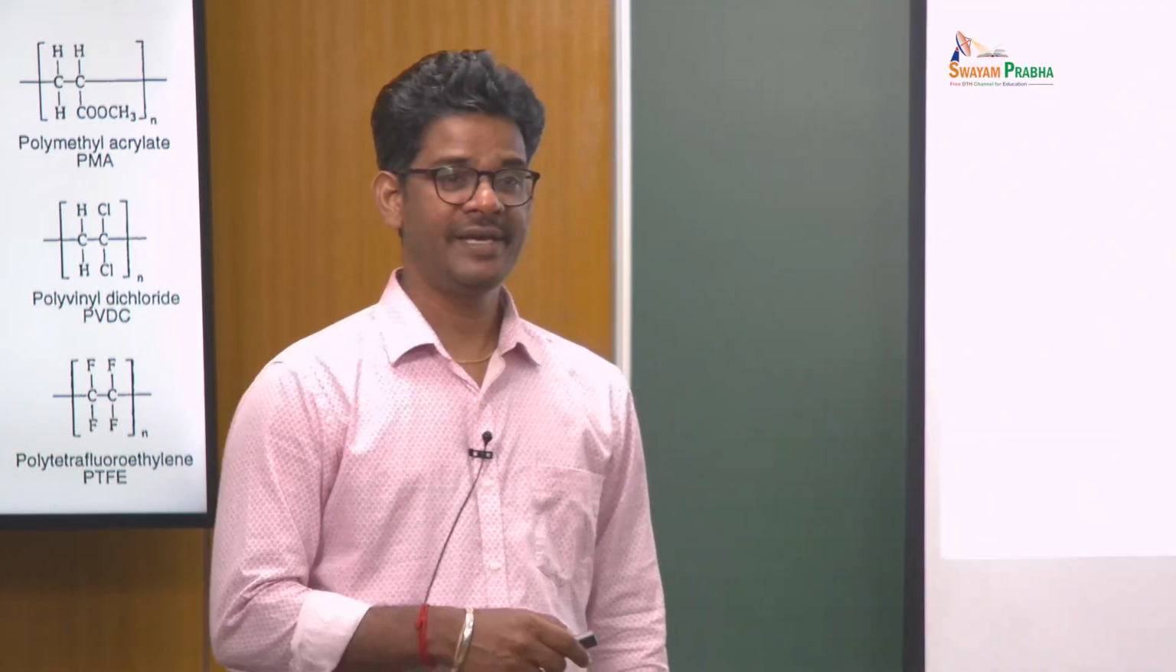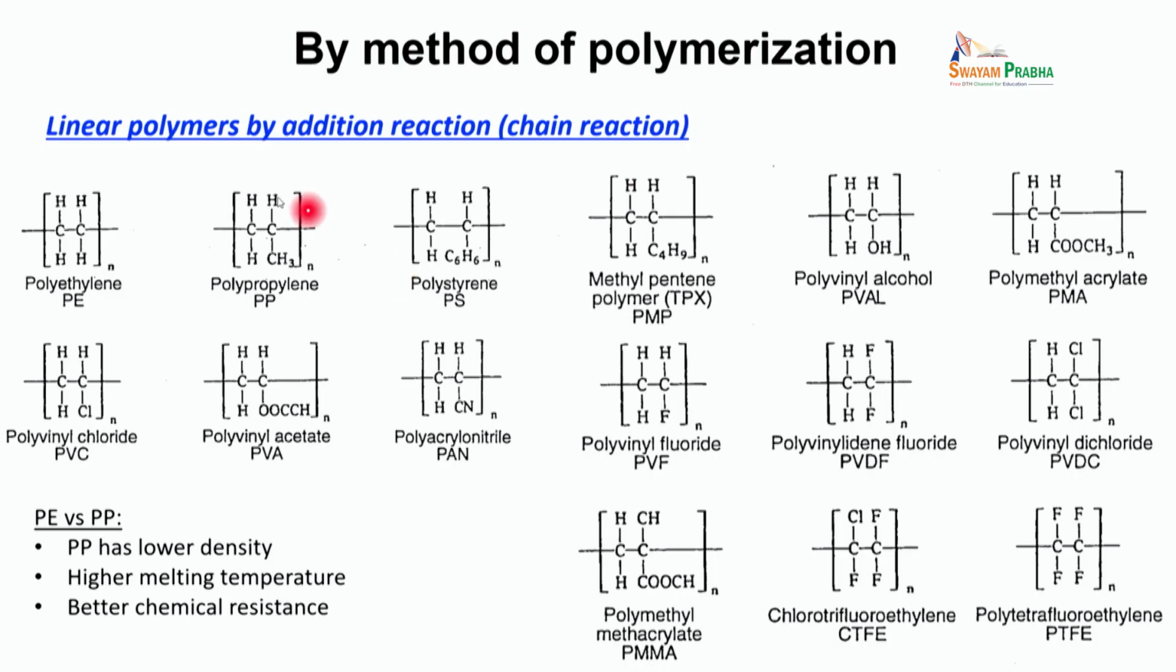So we cannot really guess by looking at these two structures. We say, okay, only one small group is changed, so they will look alike or they will behave alike. You cannot say that. A small change in one functional group changes everything.